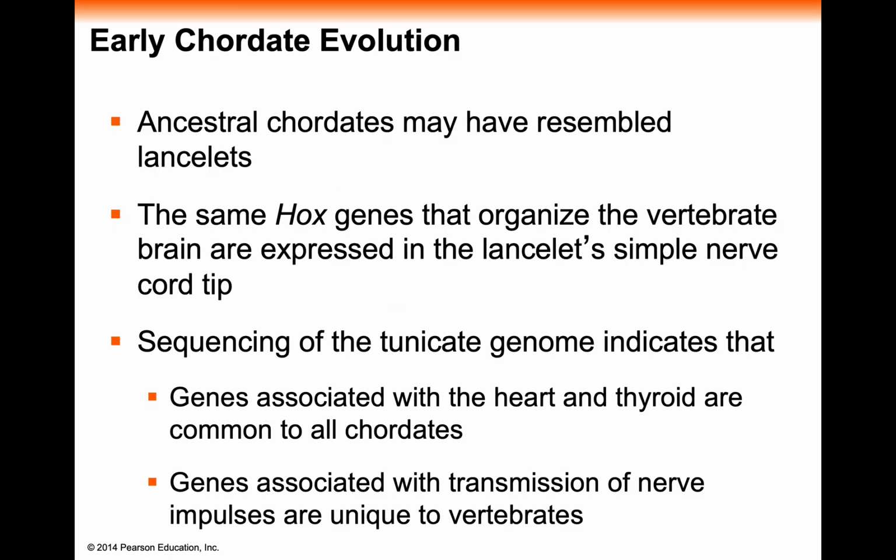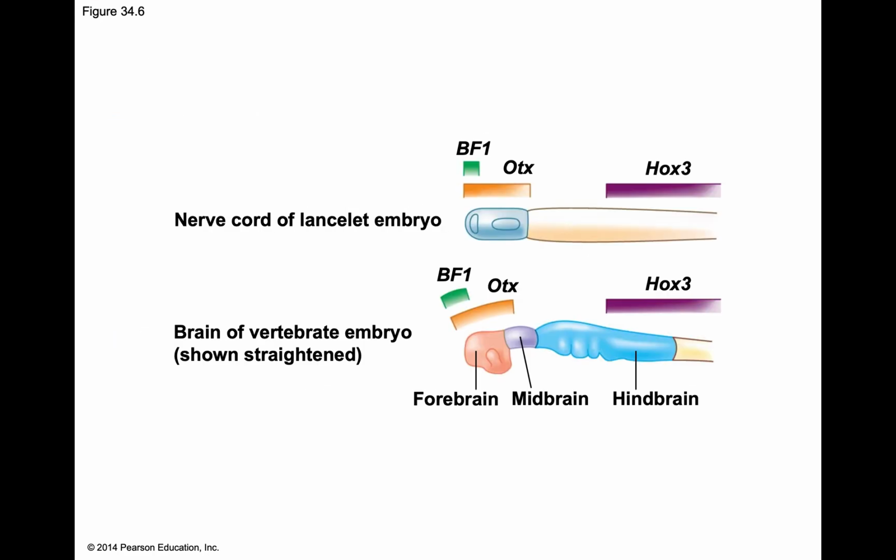So ancestral chordates may have resembled lancelets. Again, they're our basal group. They have similar Hox genes that organize the brain and are expressed in the lancelet's simple nerve cord tip. So basically, we sequenced the tunicate genome, and it indicates that genes associated with the heart and thyroid are common to all chordates. So they have that, lancelets don't. So that's why we make them a little bit more closely related to us. Genes associated with transmission of nerve impulses are unique to the vertebrates, so they have that as well.